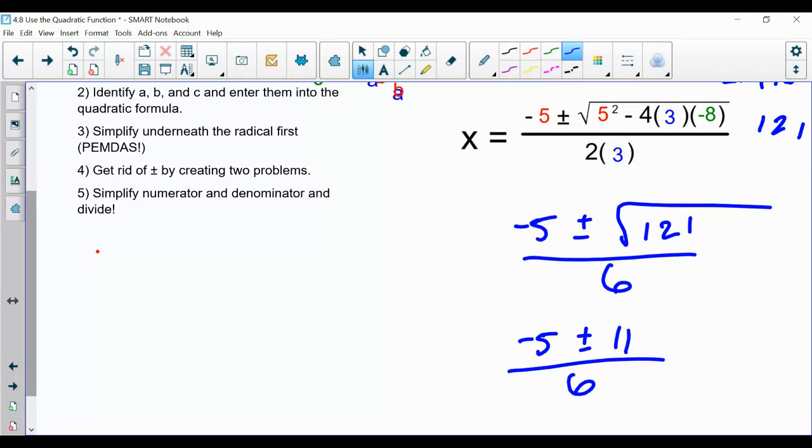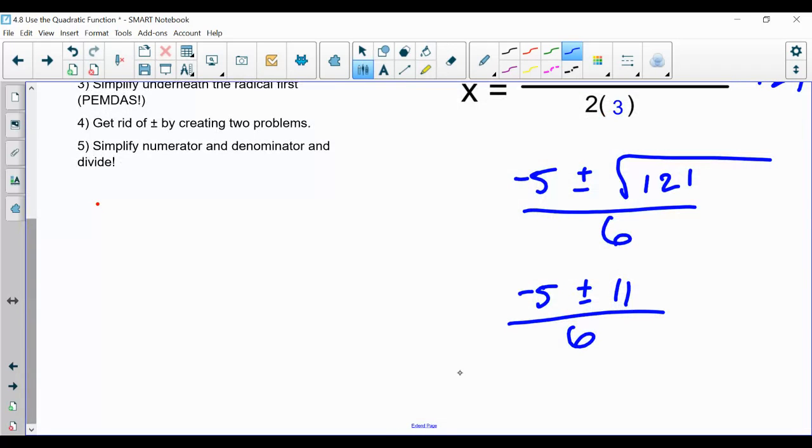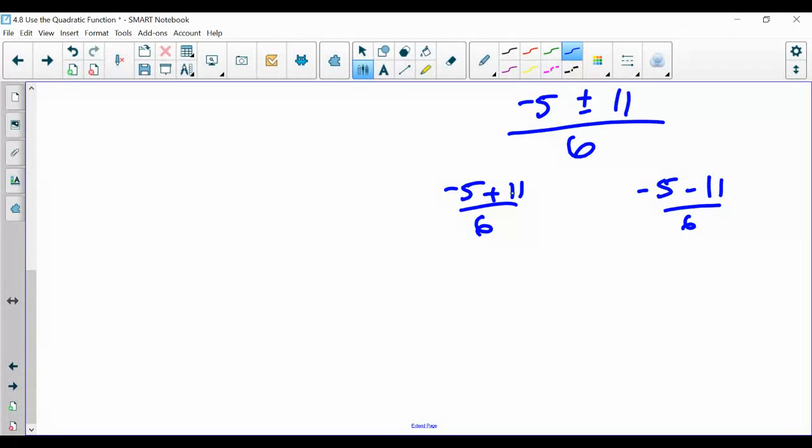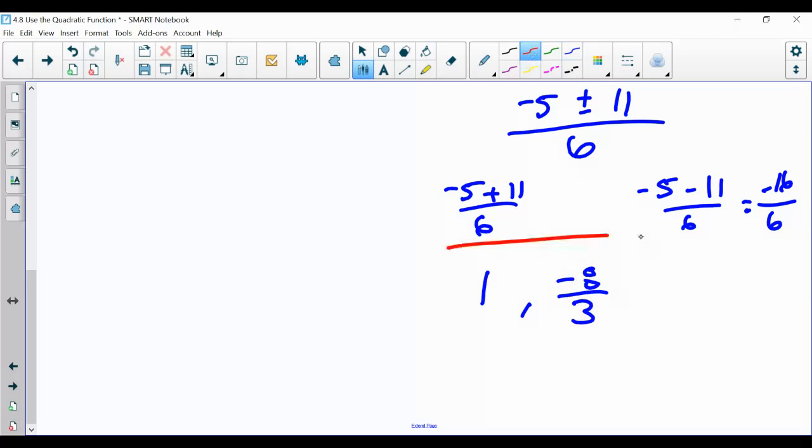From here, you would break this into 2 problems. One of them would be negative 5 plus 11 over 6, and the other would be negative 5 minus 11 over 6. Add your numerators first. Negative 5 plus 11 is positive 6, and positive 6 over 6 is 1. And then negative 5 minus 11 is negative 16, and negative 16 over 6 would be negative 8/3. Those are both of your answers, and that was using the quadratic formula.